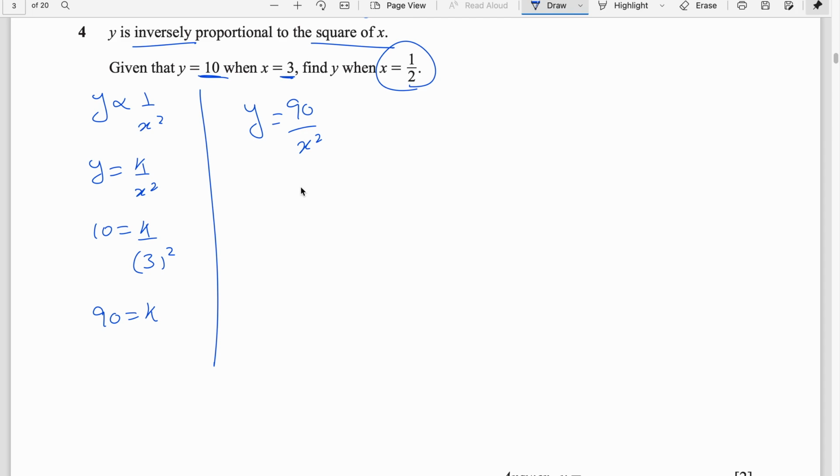Find y when x is 1 by 2. So 90 by 1 by 2 squared is 90 by 1 by 4. 90 into 4 by 1 is 360.